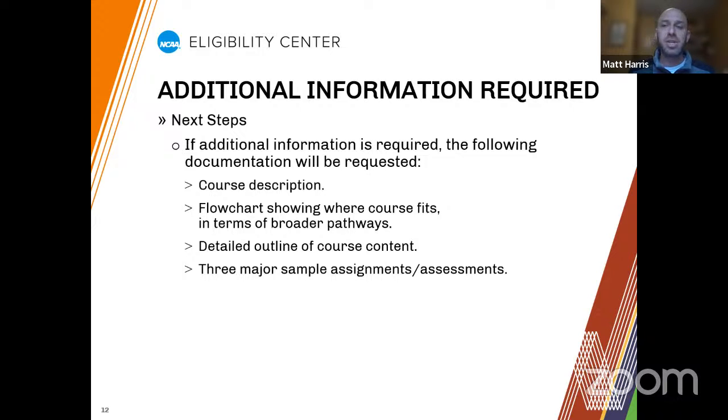Once we get that information, we generally are able to make an approved or not approved decision. There are times when we have to go back and ask for more specific information, and we'll be very specific in requesting that. But in general, that is enough information to render a decision on a course.